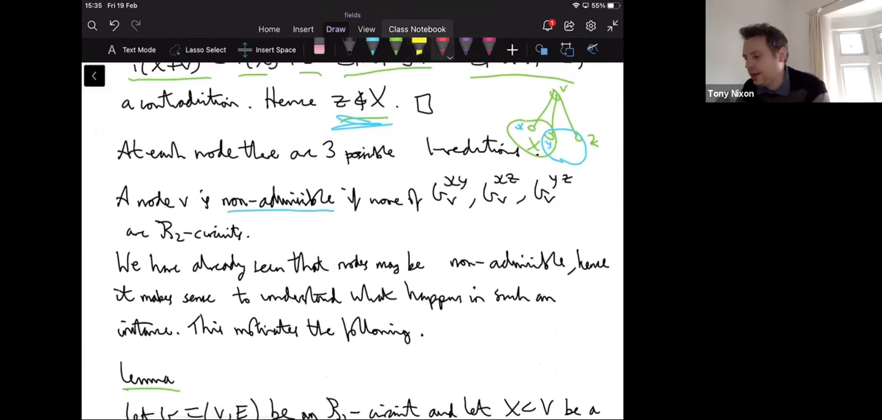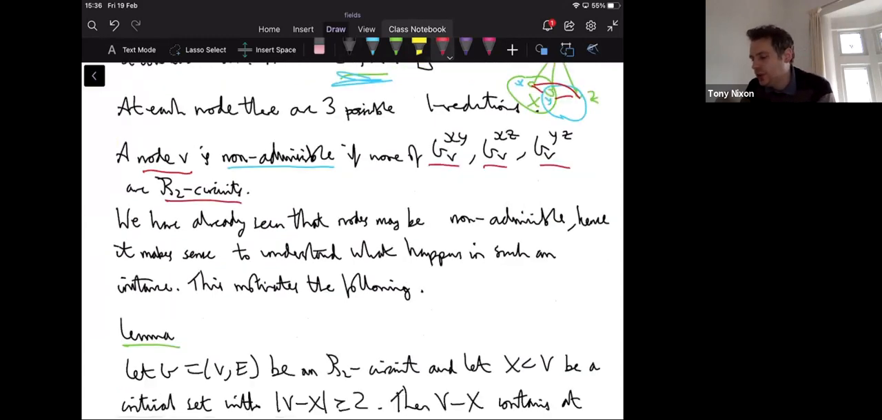Okay, so we were talking there about one reductions adding a particular edge, but as you know, there are 3 possible one reductions. You could add any of the 3 edges. So we can extend our definition of non-admissible to talk about a node being non-admissible rather than the particular one reduction. So a node V is non-admissible if none of the 3 possible one reductions gives you a circuit. Okay, and we saw earlier on with those 2 examples, G and H, that nodes may be non-admissible. So we need to understand what happens in that sort of situation.